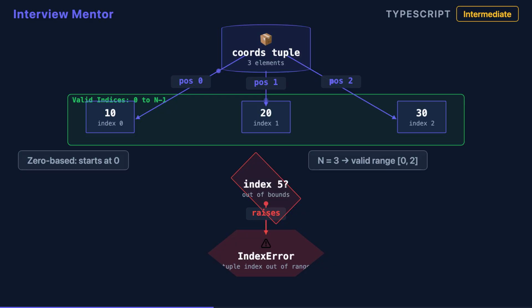Python uses zero-based indexing, so a tuple of n elements has valid positions from 0 to n-1. There is no automatic resizing or bounds extension. Step outside that range, and Python raises an error.